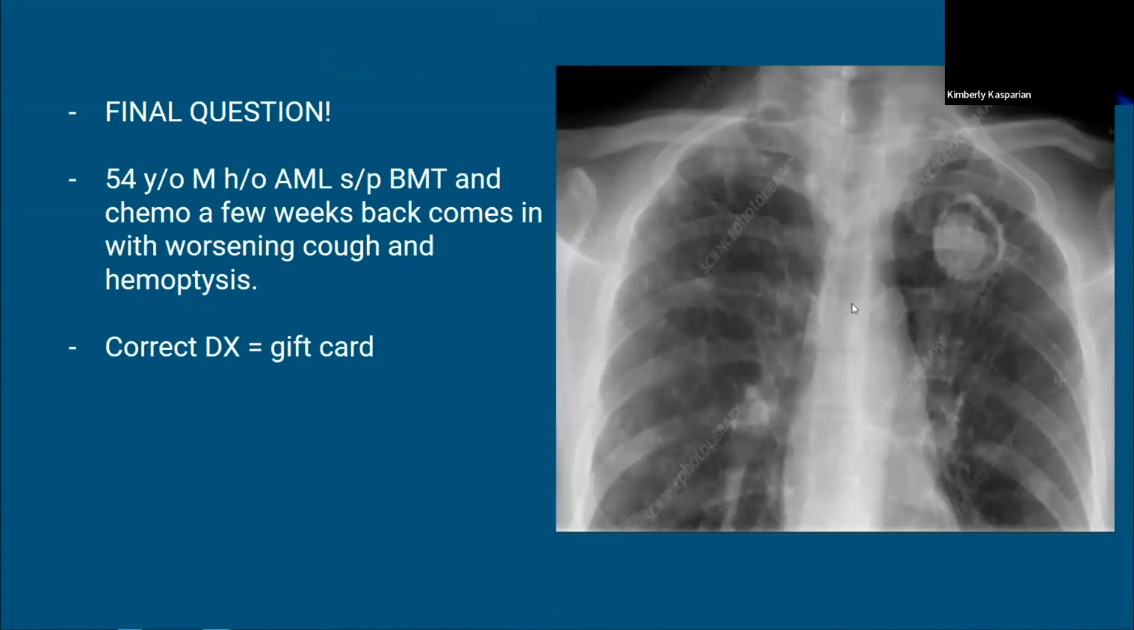Okay, all right. Final question. This is for the final gift card here. So a 54-year-old guy has AML. He has a bone marrow transplant and he is getting all kinds of chemo. Onc is capped. He comes into us septic, coughing up some blood. So for the two questions, you can either get one of the parts right and get a $5 gift card, or get a $10 gift card if you get both answers right.